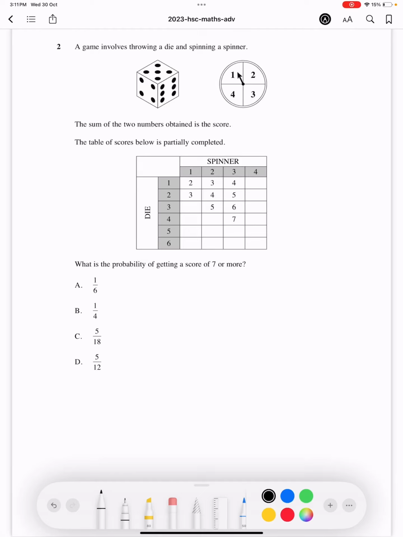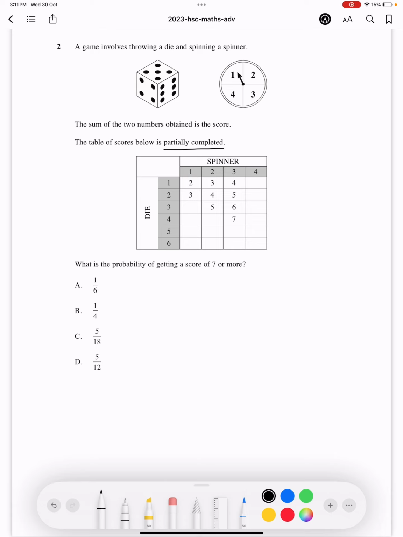Alright guys, let's have a look at the second question on this paper. So it says a game involves throwing a die and spinning a spinner. The sum of the two numbers obtained is the score. The table of scores below is partially completed. So let's continue reading the question, see if there is a need to even complete this table.